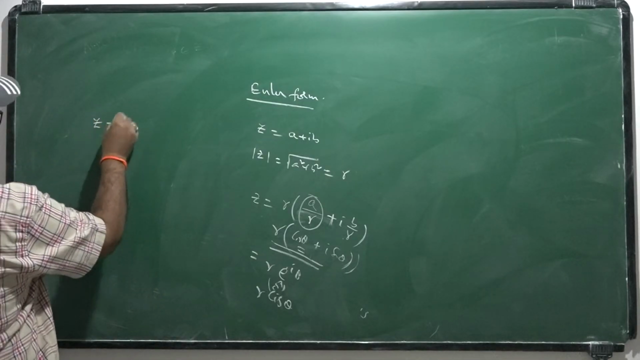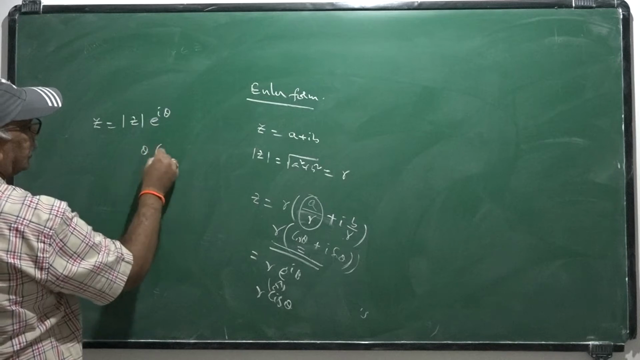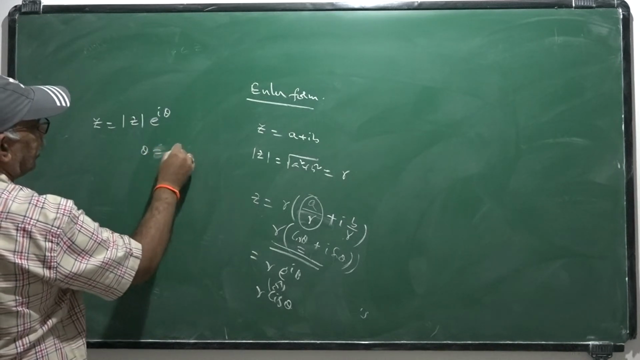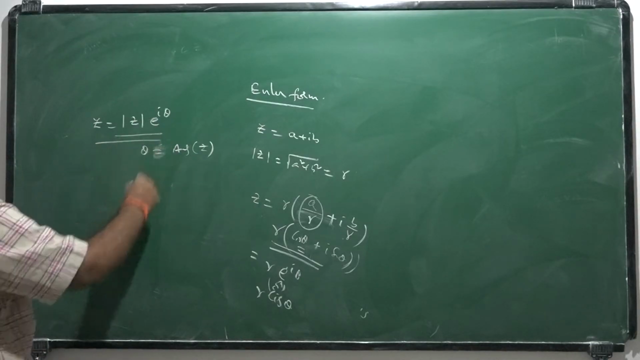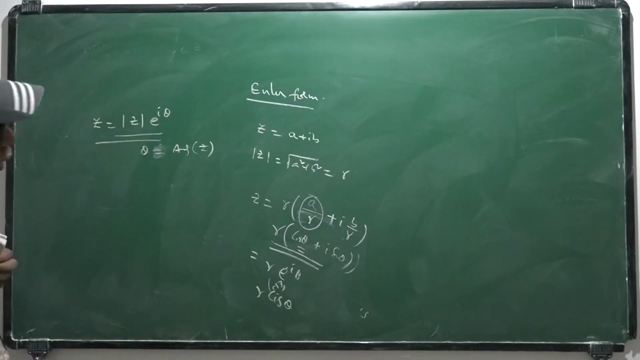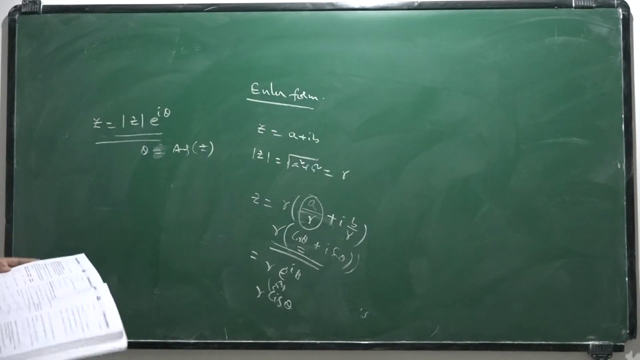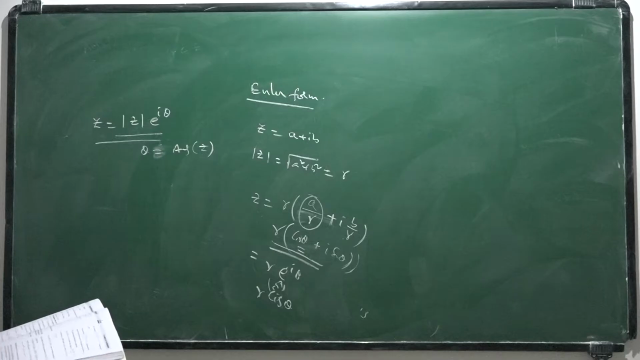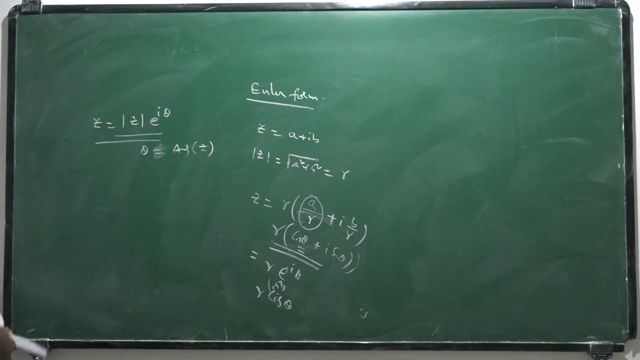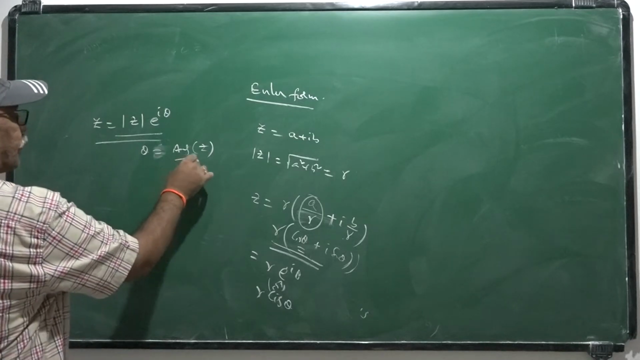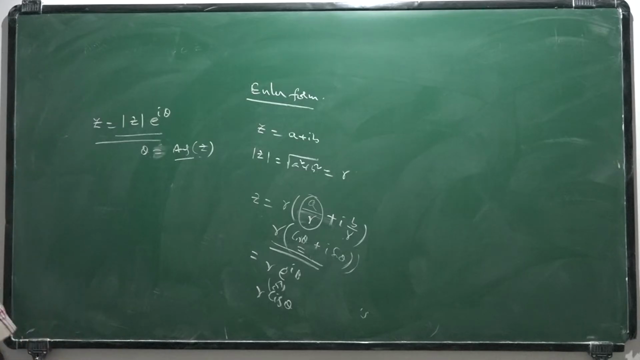So z may be written as mod z into e power i theta, where theta is the principal argument of z. Like this you can take the polar form or Euler form or exponential form or cis form of the complex number. Here the argument of z is the principal argument, theta, of that complex number.